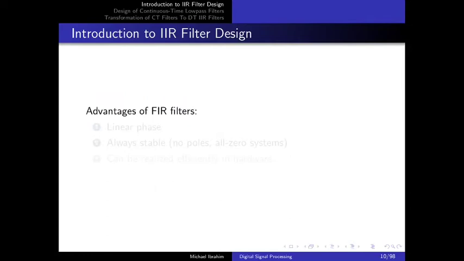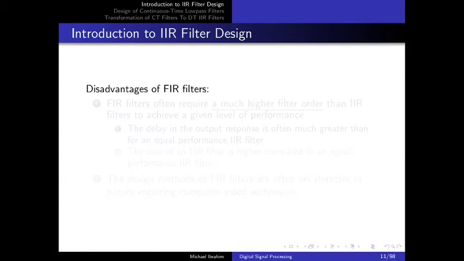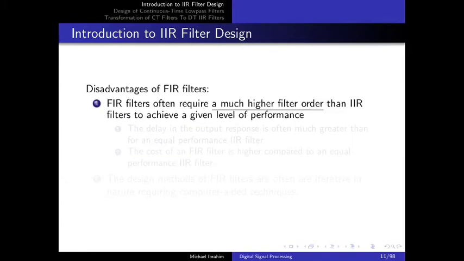So, the advantages of an FIR filter are mainly that it has a linear phase, it's always stable because there is no feedback and there are no poles, and it can be realized efficiently in hardware. But the disadvantages of FIR filters are basically that they always require a much higher filter order compared to an IIR filter with the same specification.